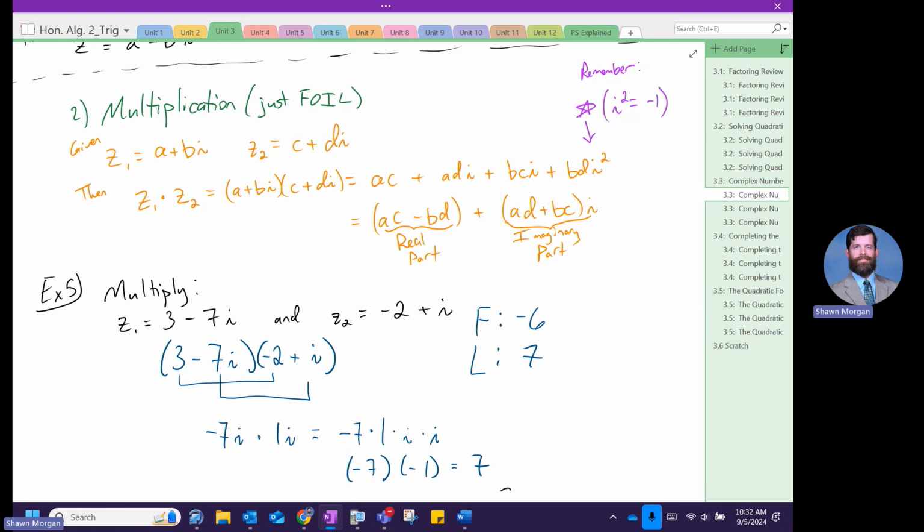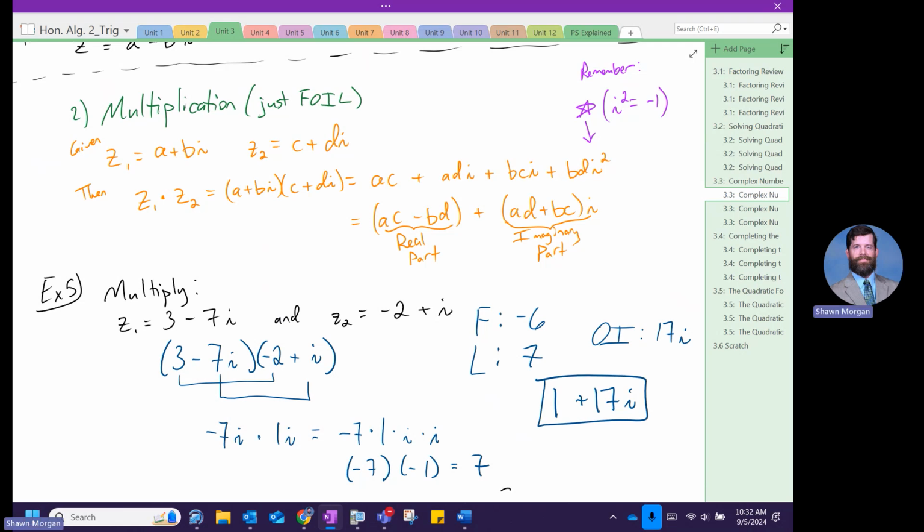Everybody track on that? And then, Nash, you want to do the outer, 3i, and the inner? Good. So that sounds like 17i to me. And what I like about the OI is that you could do that in your head. So put the F and the L together. What's negative 6 and positive 7? 1. Yeah, we always add. And then the OI was 17i.